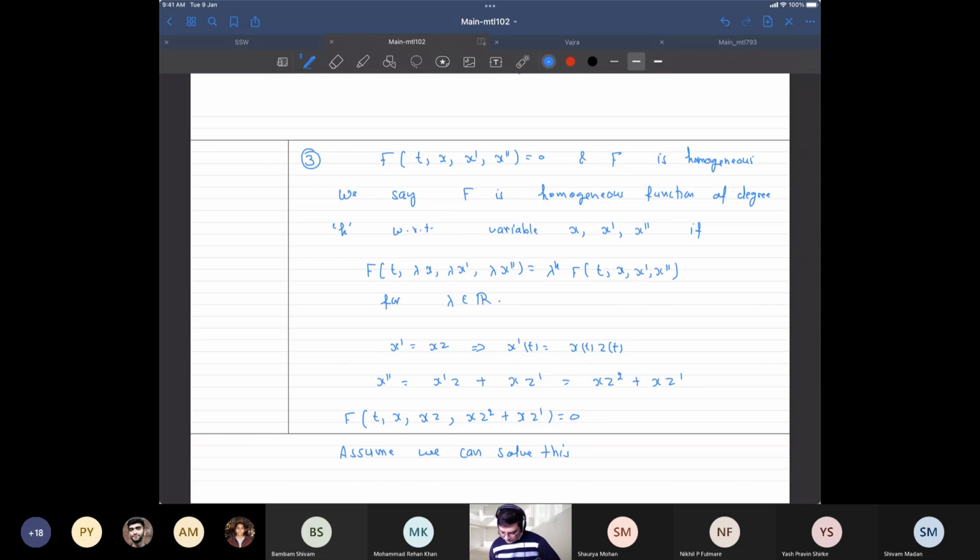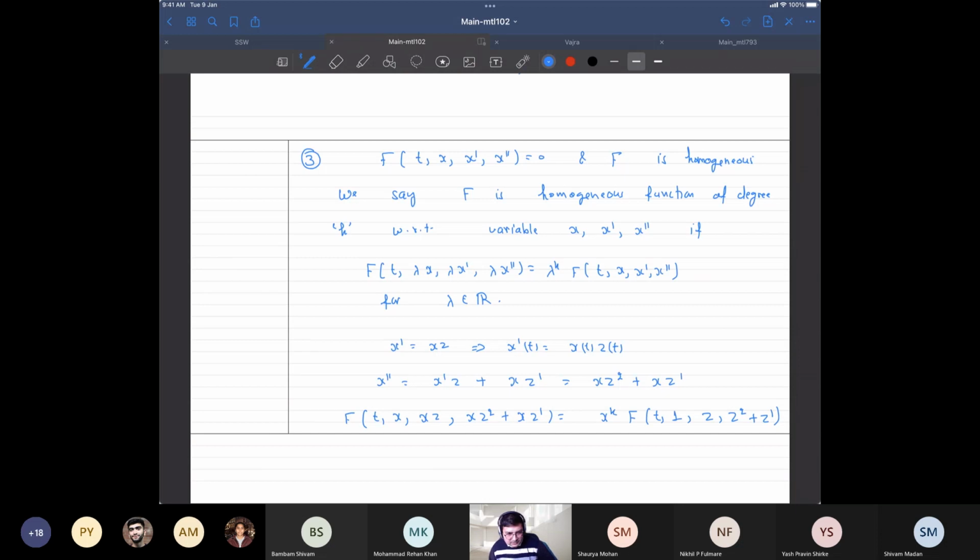No, sorry, they are still dependent on x. I cannot just do that. I should be careful here. I cannot solve that yet because there is x and z both. I just need it for x, but by homogeneity, and we have not used the homogeneity yet, this will be equal to x to the power k times f of t, 1, z squared plus z prime.